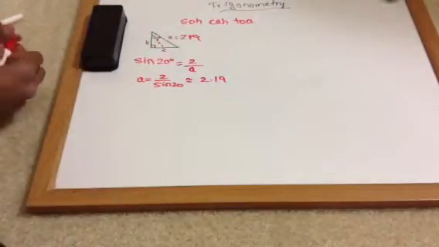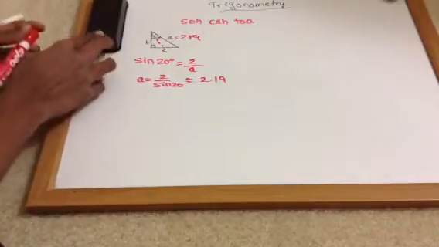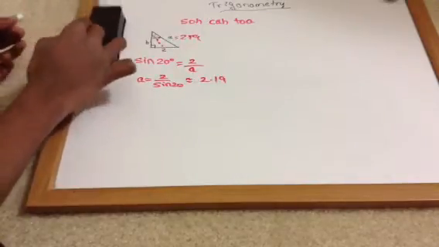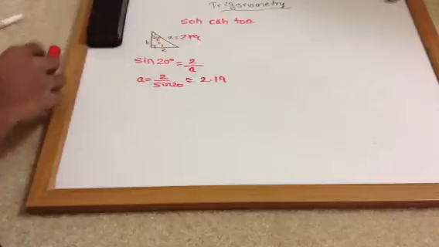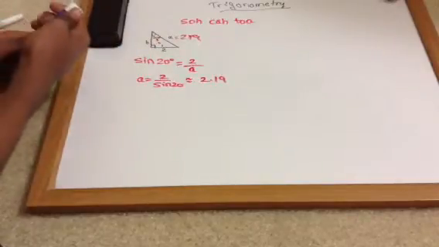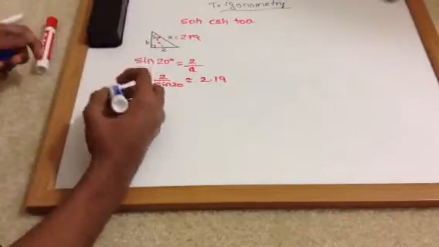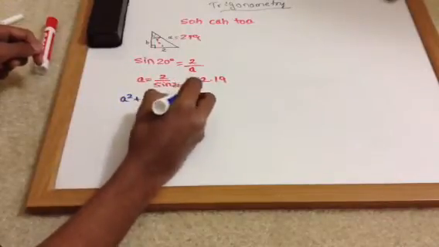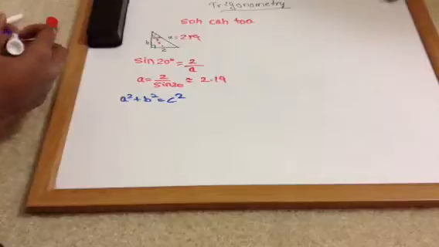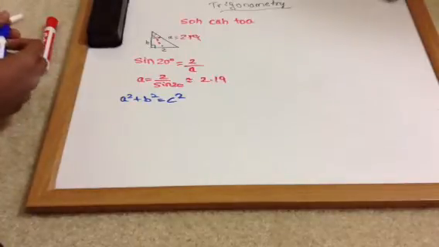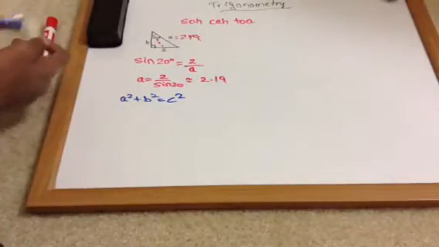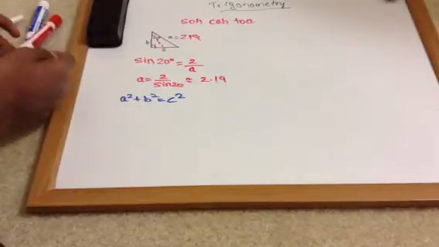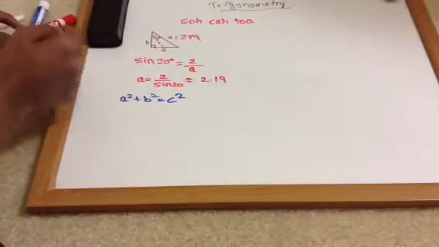So now we have to find B. There are several ways you can solve for B. You can either do it using the Pythagorean theorem, which states that a squared plus b squared is equal to c squared, or you could use the trig functions. Well, I'm going for trig functions because we are doing trig functions right now.